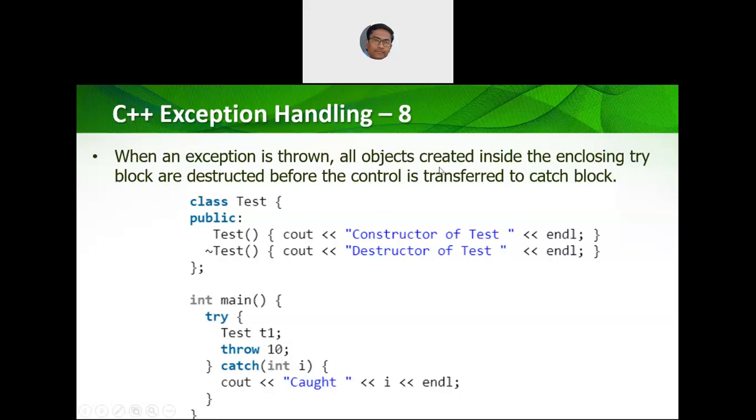The point is, all objects which are created inside the enclosing try block are destructed before the control is transferred to the catch block. So before it goes to the catch block, since you have already created the object and called a constructor, it first calls the destructor and then it goes to the catch block.